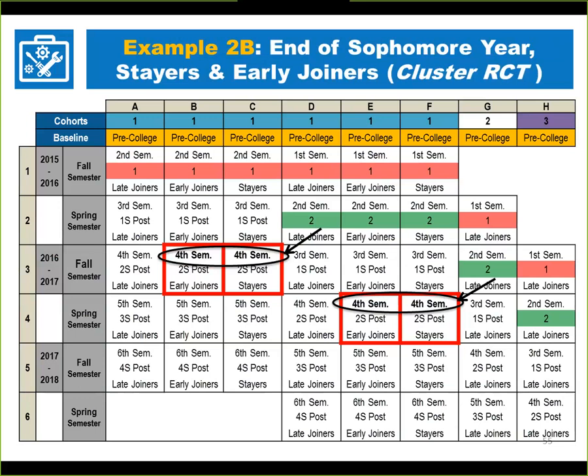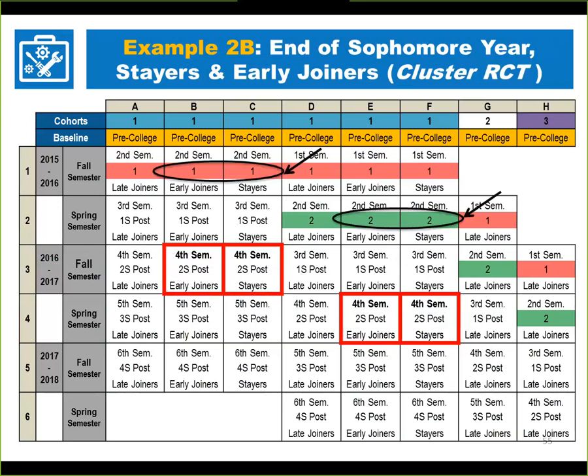The sample would include students present in schools at the time of random assignment or soon after, stayers and early joiners. Students in the sample would have had different amounts of exposure to the intervention, some with 1 semester of exposure and others with 2 semesters of exposure.